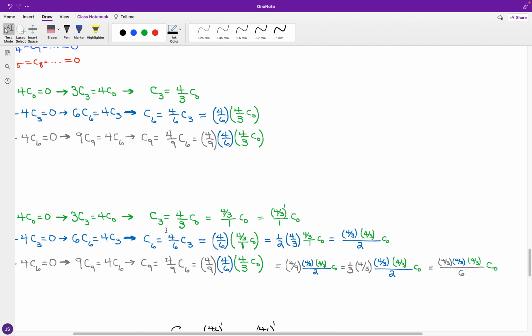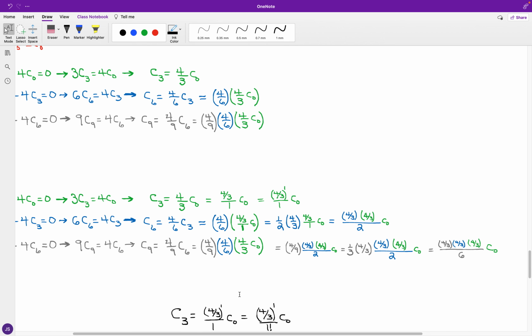Now we have c sub 3 equal to 4/3 of c naught, and if I want to put this in terms of 1 in the denominator, 4 over 3 will be 4/3 over 1, so we can say we have 4/3 to the first over 1 c naught. And for c sub 6, if I want to write the 4/6 in terms of 4/3, 4/6 is going to be 1/2 of 4/3, and that of 4/3 over 1 c naught. So I have 4/3 times 4/3, and half of that, c naught.